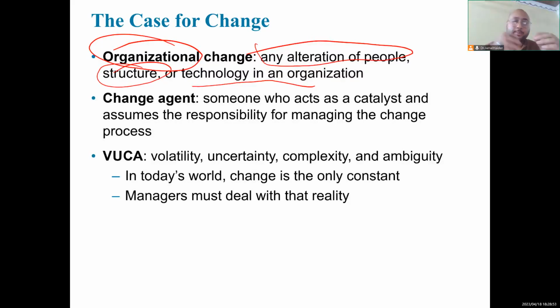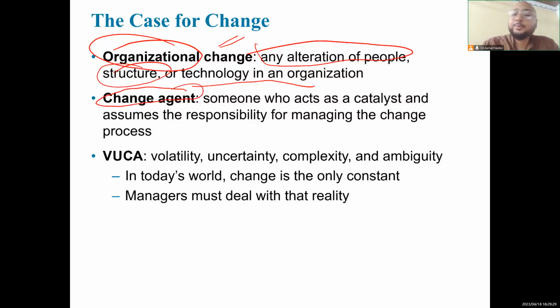So at any point of time, an organization is always in change. Either you are firing or hiring people, or you are upgrading the system, technology change, or you are structurally changing the organization, making divisions, expanding divisions, or changing the rules, job descriptions, who reports to whom. So at any point of time, whether we like it or not, we are going through the process of change.